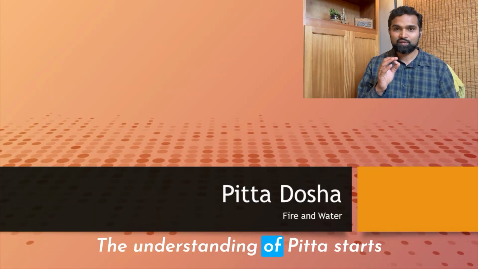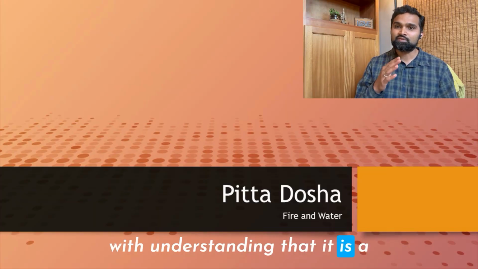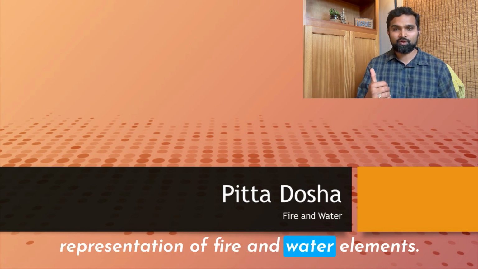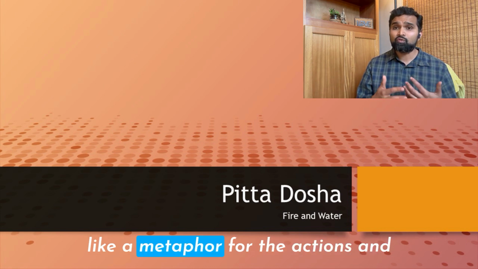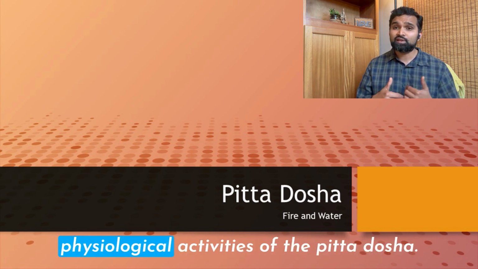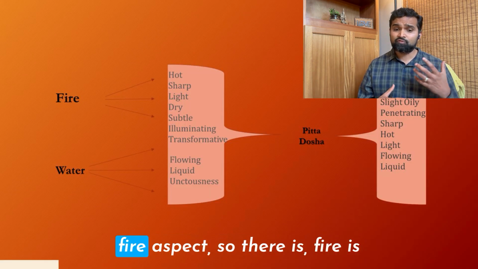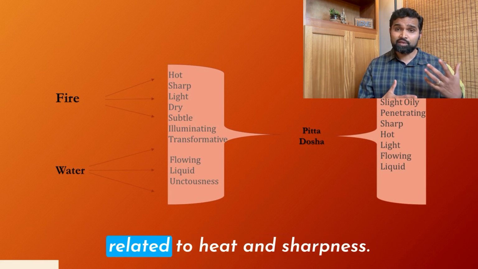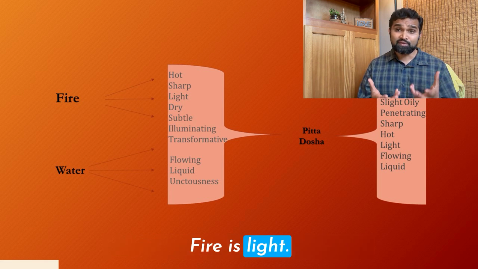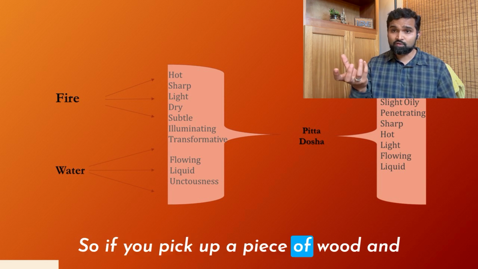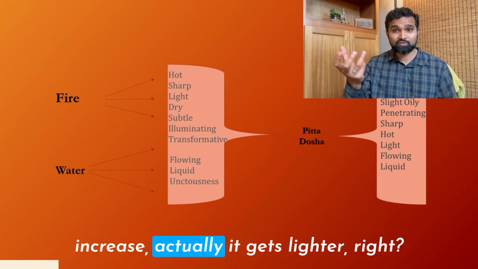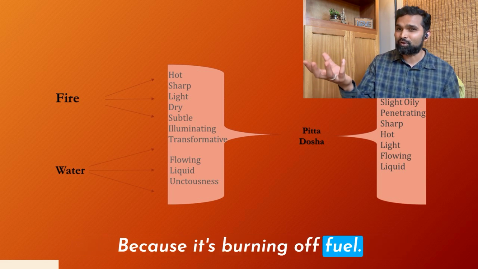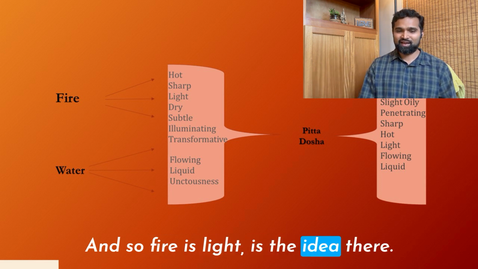The understanding of Pitta starts with understanding that it is a representation of the fire and water elements. These elements are used like a metaphor for the actions and physiological activities of the Pitta dosha. In Pitta, there is the fire aspect, which is related to heat and sharpness. Fire is light. If you pick up a piece of wood, it has some weight, but if you burn it, the weight doesn't increase, it actually gets lighter, right? Because it's burning off fuel. And so fire is light is the idea there.